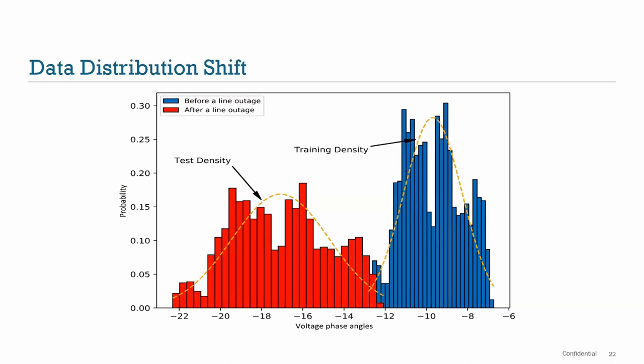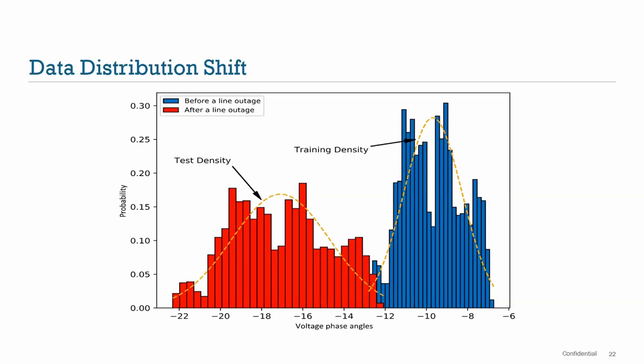The blue one is the distribution of phase angles, the system states, before a line outage. The red one is the distribution after a line outage. You see the tremendous shift in the distribution? What's the problem here? I train my machine learning algorithm based on the blue distribution. What is the red one? The red one is a test distribution. Is it possible for a model built on the blue distribution to correctly predict and label samples in the future for the red distribution? Train data set, test data set.